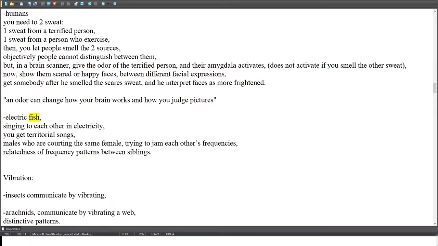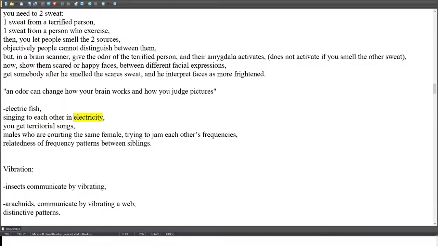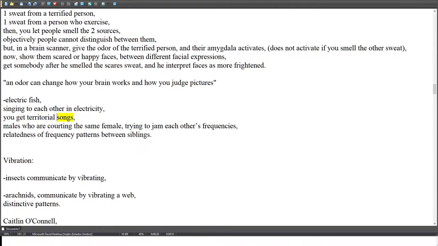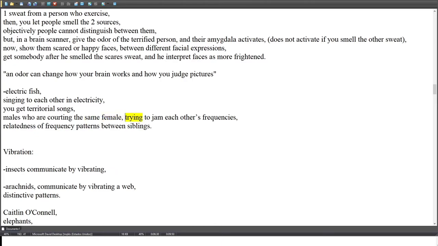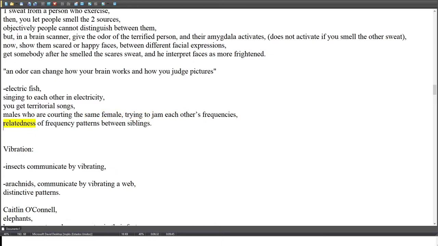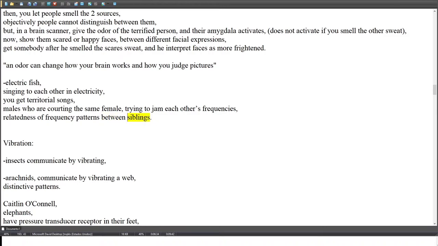Electric fish. Singing to each other in electricity. You get territorial songs. Males who are courting the same female try to jam each other's frequencies. Relatedness of frequency patterns between siblings.